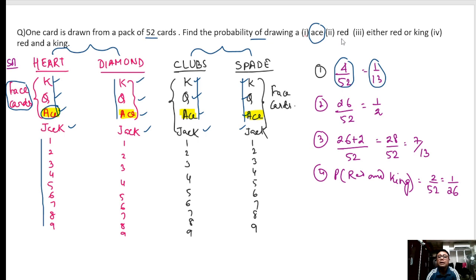Second, they are asking red card. So how many red cards are there? 26. So it will be 26 by 52, which is half.